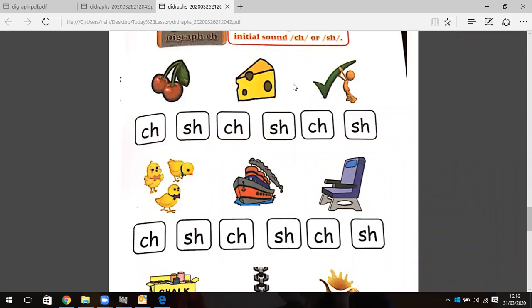Okay, now here is the page. If you can see the first picture we have here, cherries. Sara Mazin, tell me, what is the first digraph for cherry? Sh or ch? Say it loudly. Ch. With ch or with sh? Ch. Right. It starts with ch.